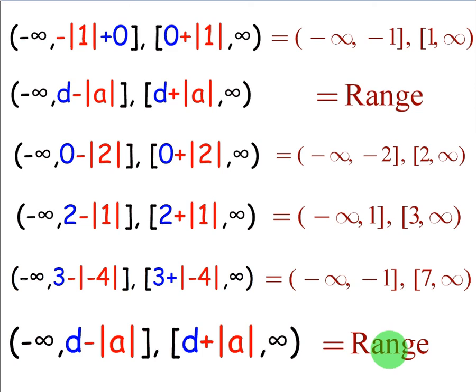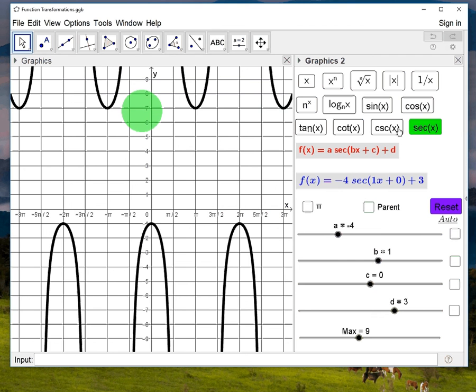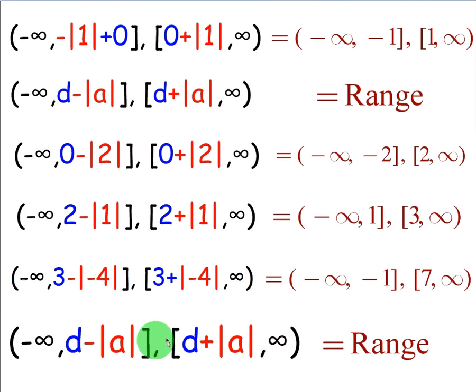Now, this works the same for secant as it does for cosecant. Secant and cosecant are basically just phase shifts of one another. So the rules apply no matter what. So the range of both of these functions is going to be parenthesis, negative infinity, comma, d minus absolute value of a, bracket, comma, bracket, d plus absolute value of a, comma, infinity, parenthesis. That's going to be the range for both secant and cosecant.